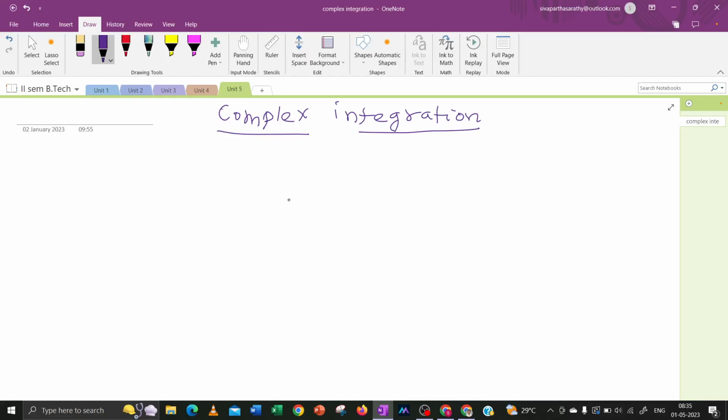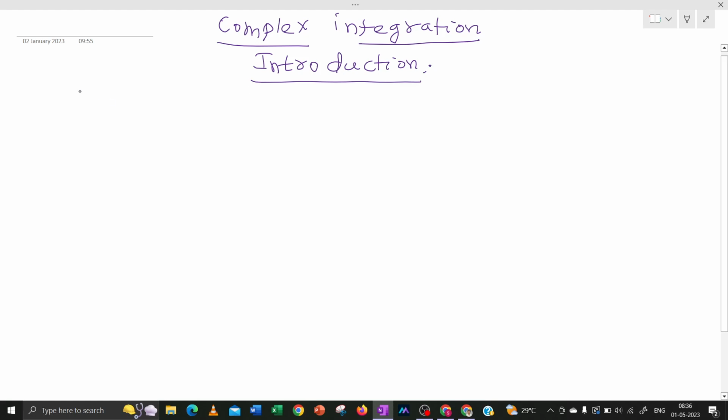Dear students, in this class we are going to discuss the complex integration introduction part. First, we discuss a few important definitions in the complex integration. First definition, simple closed curve.